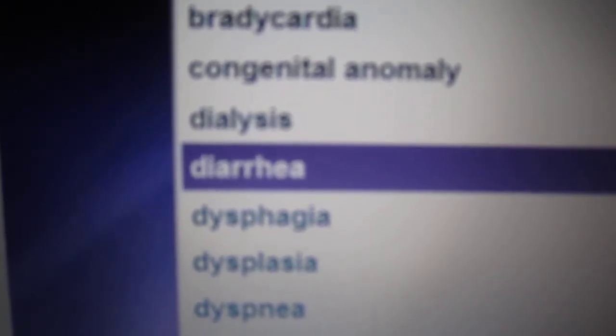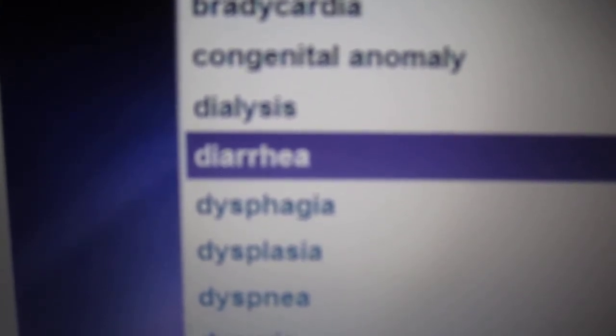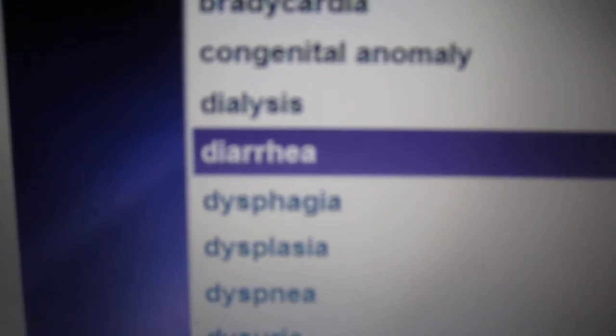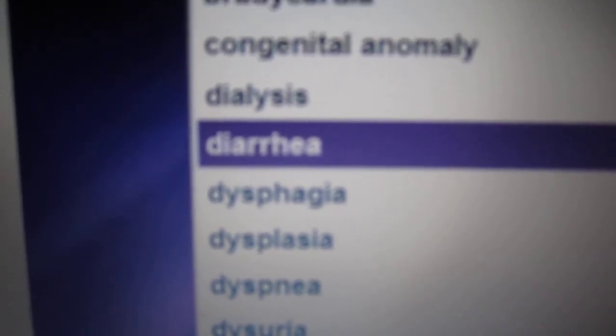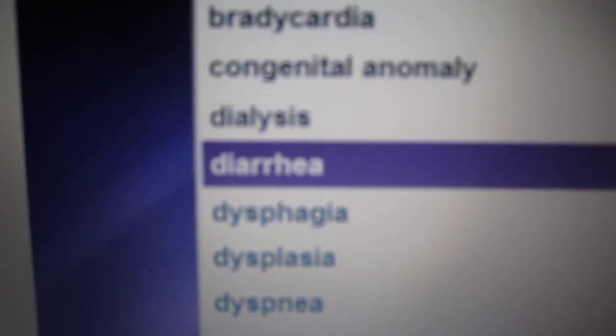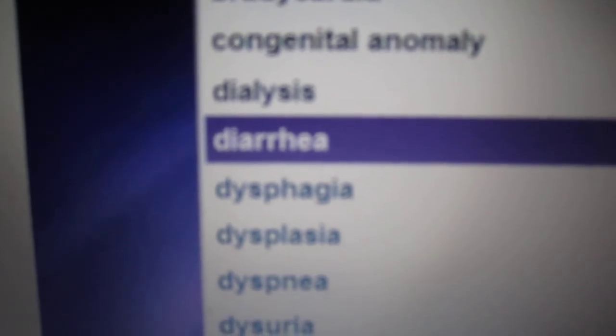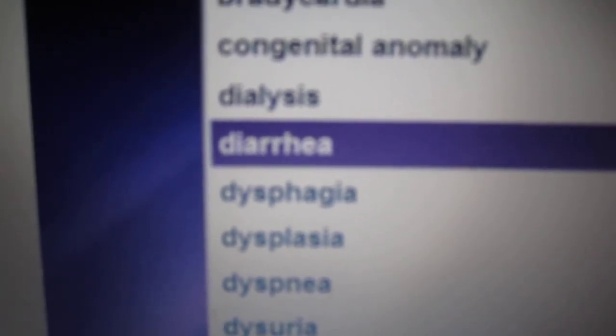Diarrhea. The suffix rhea, R-R-H-E-A, means flow or discharge. Diarrhea is the frequent passage of watery, loose stools. Severe or prolonged diarrhea can lead to excessive loss of fluid, salts, and nutrients from the body.